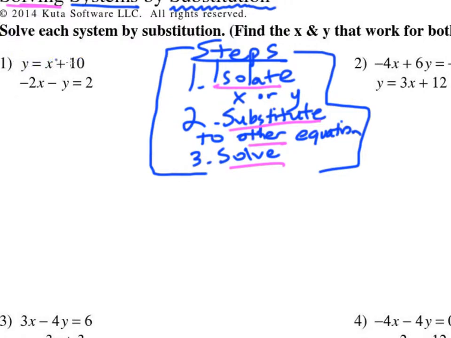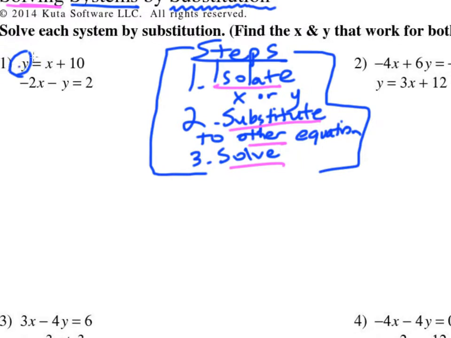So first off, let's isolate x or y. So is anybody by themselves? So look, x and y are together here. No. X has the 10 with him, but look here, y. Look at y, it's already isolated, so we're done with step 1.